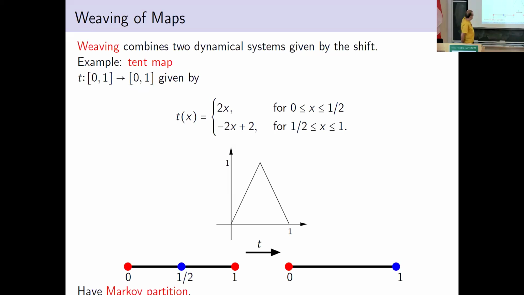It's just the tent map. So we have the unit interval, which is divided into the left and right half, and each one is mapped to the whole interval. And right here is my Markov partition: my two left and right intervals of the unit interval.